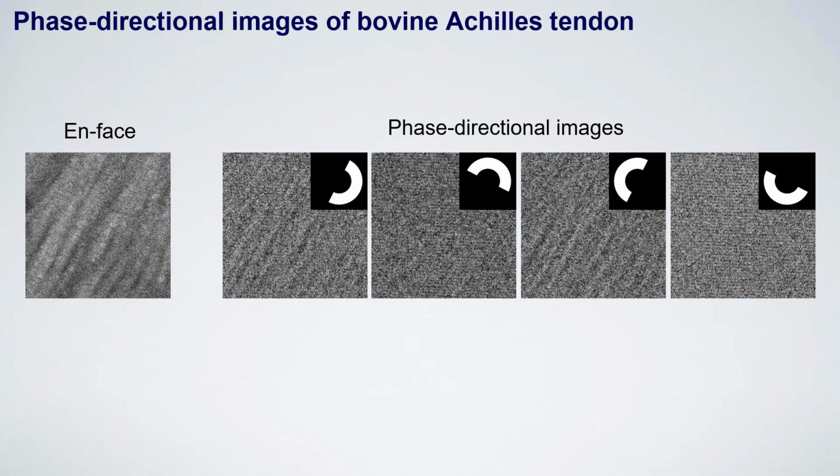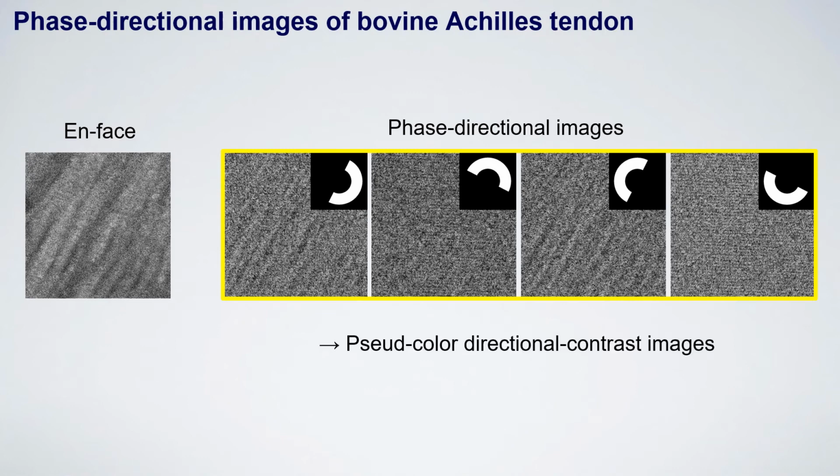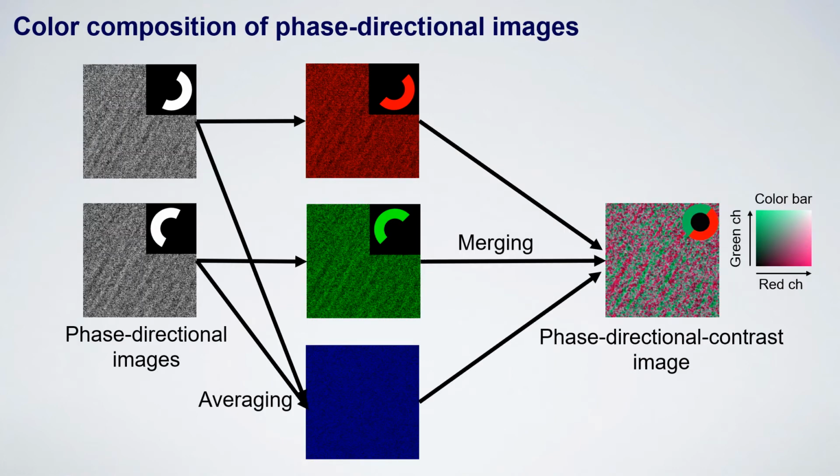Then let me show phase directional images of bovine tendon. The insets of each image show the applied mask shape. From these images, we can see some difference, but it is small. So to clearly show the difference, pseudo-color directional contrast images were generated. Let me explain the procedure.